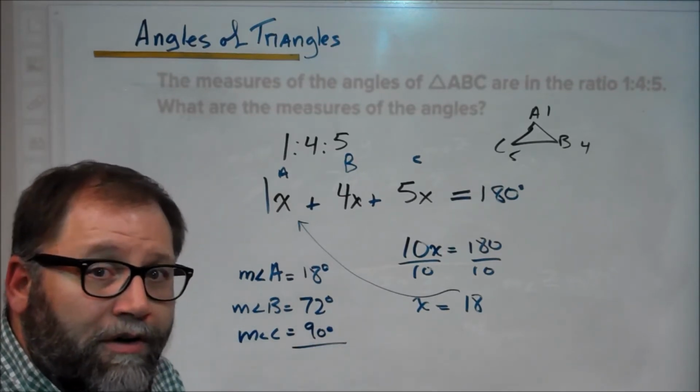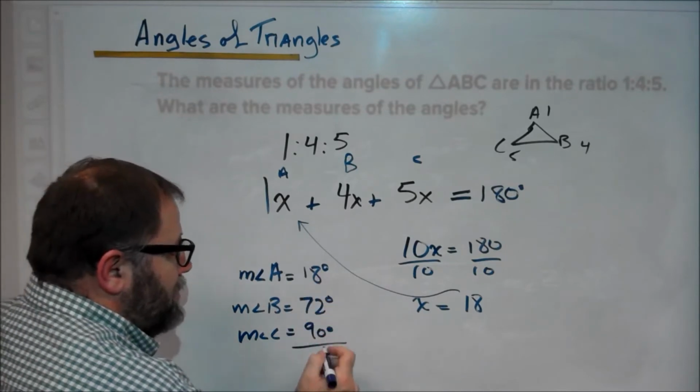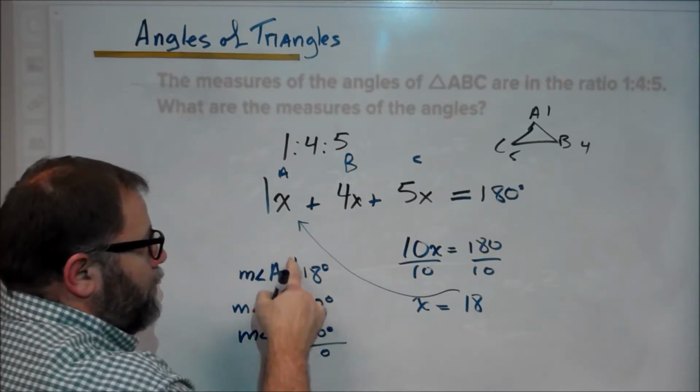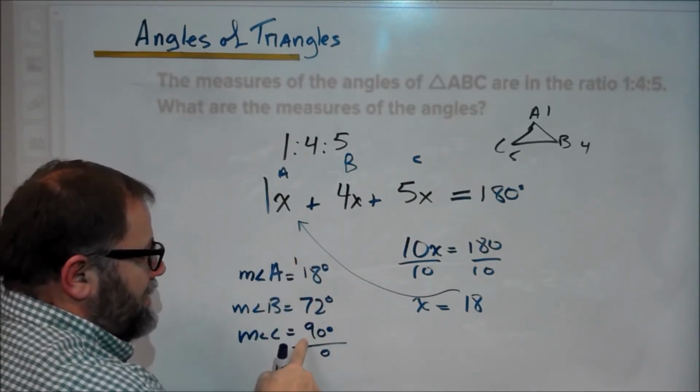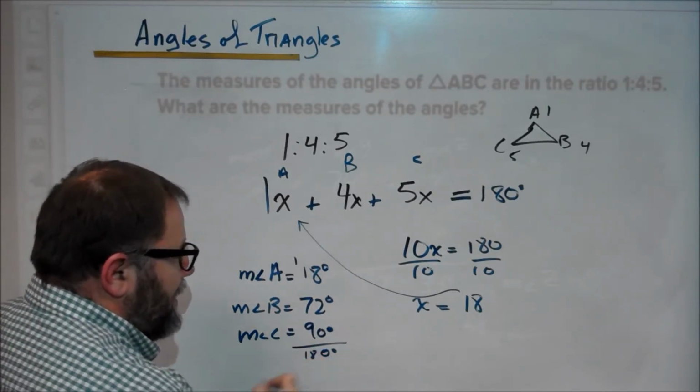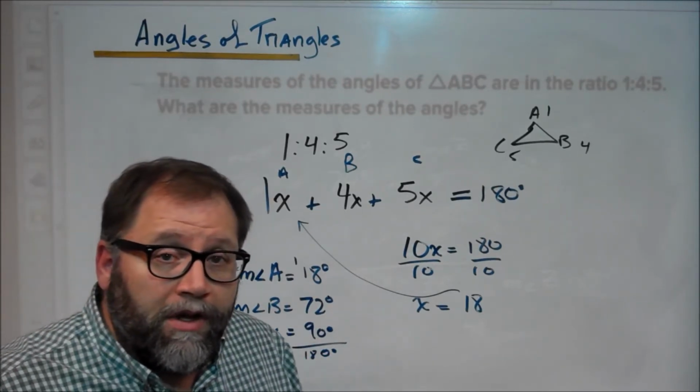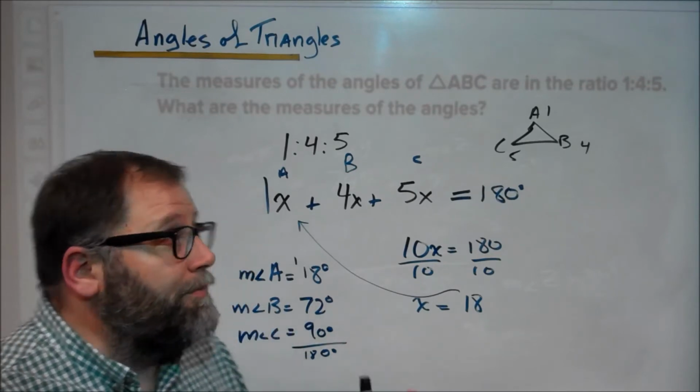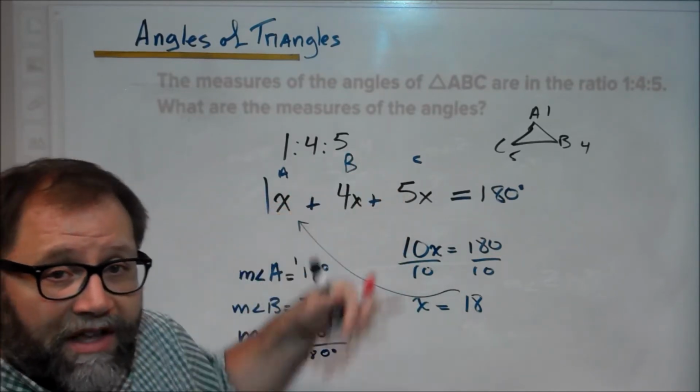How do we know if we're right? We could add them together. 8 plus 2 is 10. Carry the 1. 1 plus 1 is 2, plus 7 is 9, plus 9 is 180 degrees. We have it right. So finding the angles from just the ratio, that's how we would do that.